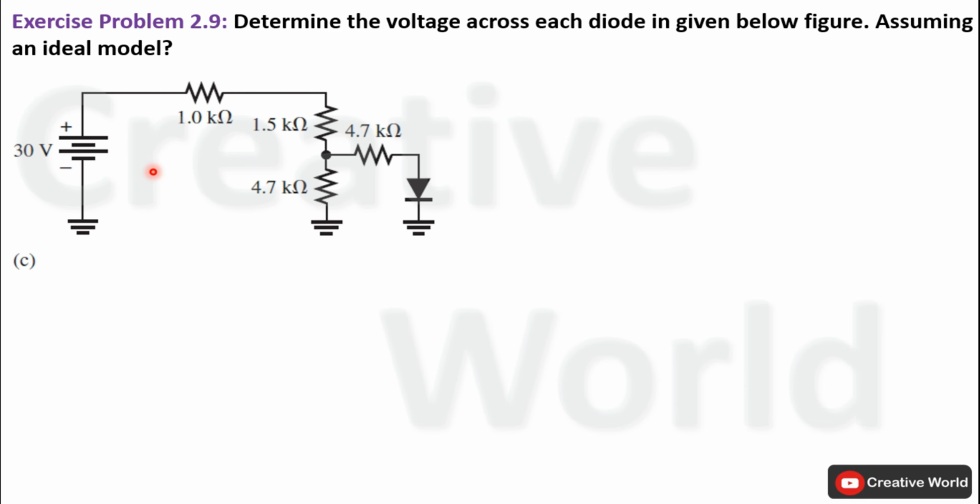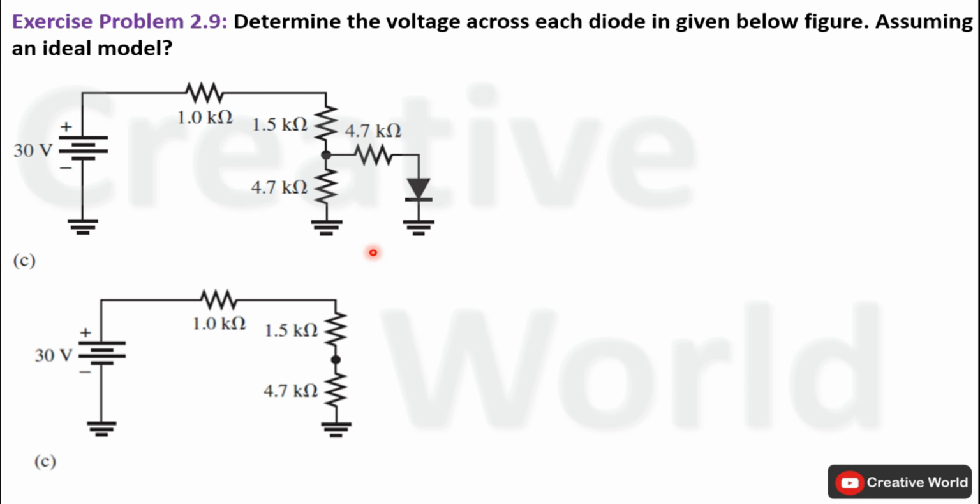In this configuration, a diode is connected across a voltage divider network through a resistance. So first we have to find the voltage across this 4.7 kilo ohm resistance. Later on we will be able to find out the voltage across this diode model. In order to find the voltage across this resistance, we will omit this resistance and diode for now. The circuit will become a simple voltage divider network. Now we have to apply the voltage divider rule to find out the voltage across this 4.7 kilo ohm resistance.